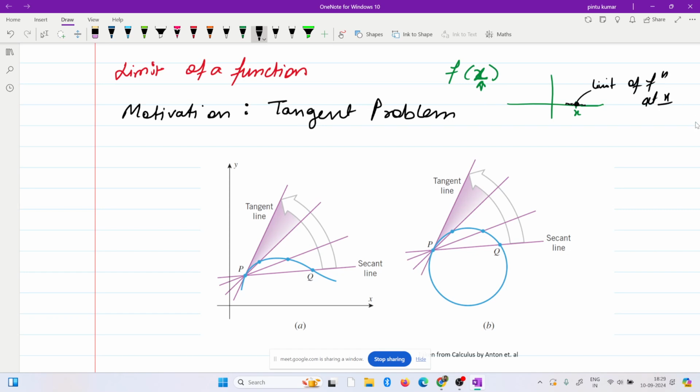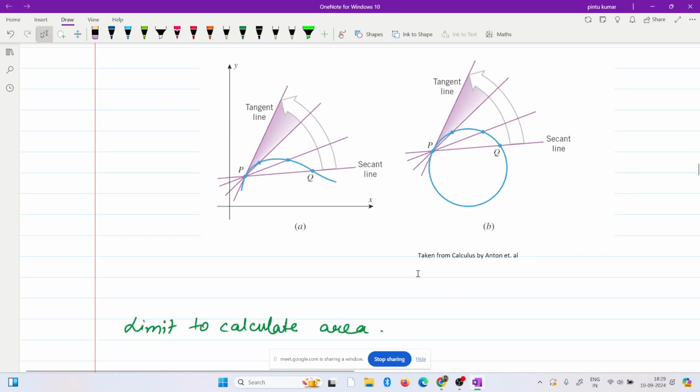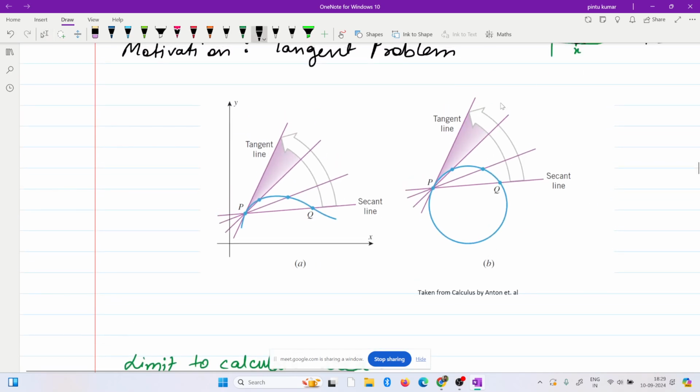Let's look at two motivating examples of why limits can be useful. Let's say you have a circle or any random curve, and you want to find the tangent at a point. A tangent at a point is a line just passing through that particular point. You can obtain a tangent by picking any two points, say P and Q, and drawing a second line. Then you make the point Q closer to your point P.